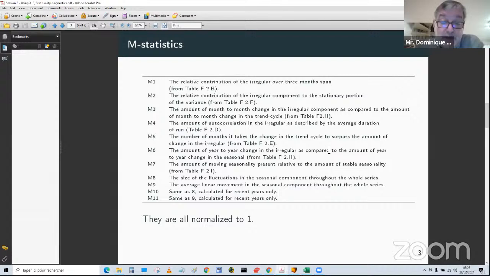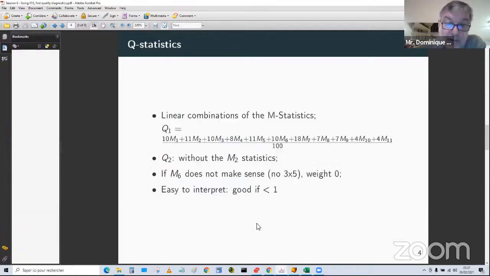So this is the definition. We are not going to enter into the details, but what you have to know is that it's very easy to read them. They are all normalized to 1. It means that if they are lower than 1, it's okay. If they are greater than 1, you might have a problem, okay? So you have to check them.